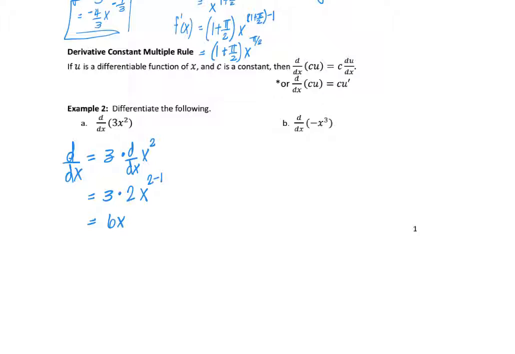Okay, in this case, our constant is -1, right? So I'm just going to write down -1 and multiply by your n, which is 3, and raise that to the power of 3 minus 1, which comes out to be -3x squared.